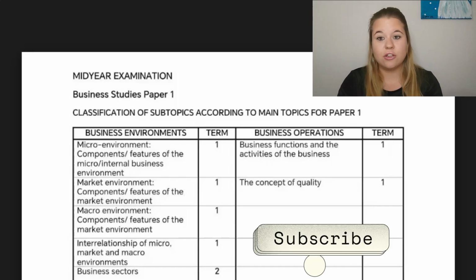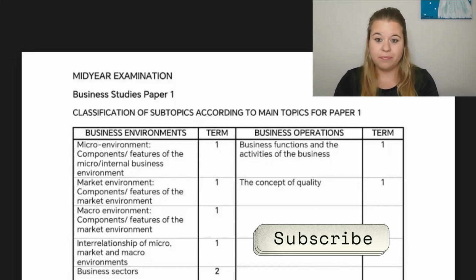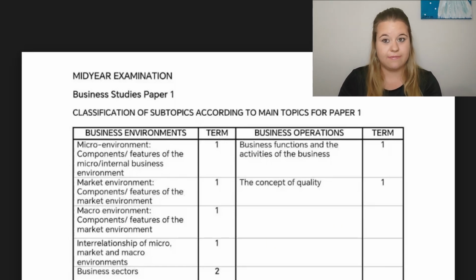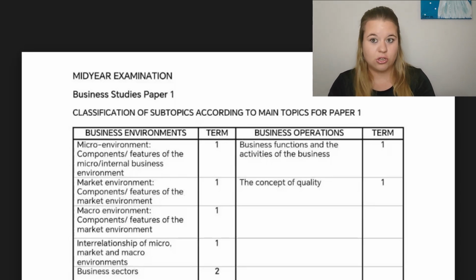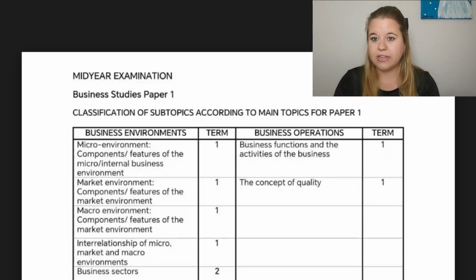Alright, so as you'll see here on the screen, we have paper 1. It is divided into, on the left-hand side, business environments, and on the right-hand side, business operations. So what chapters to expect for paper 1? We're looking at all the business environments: the micro environment, the market environment, the macro environment, the relationship between these three environments, and then the business sectors. Then on the business operations side, we are looking at the business functions, that's like your admin, your marketing, and so on. And then the concept of quality.